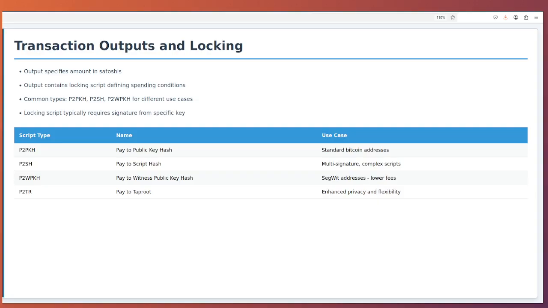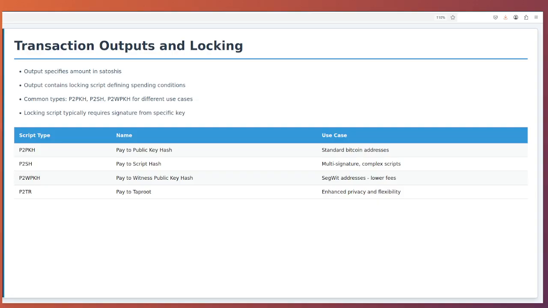In most cases, this locking script says, to spend this UTXO, you must provide a signature from this specific public key. The locking script contains a hash of the recipient's public key, often called a public key hash or address. This is what Bitcoin addresses represent. They are encoded versions of public key hashes that specify who can spend the UTXO. When you send Bitcoin to someone's address, you are creating a new UTXO with a locking script that only that person's private key can unlock.